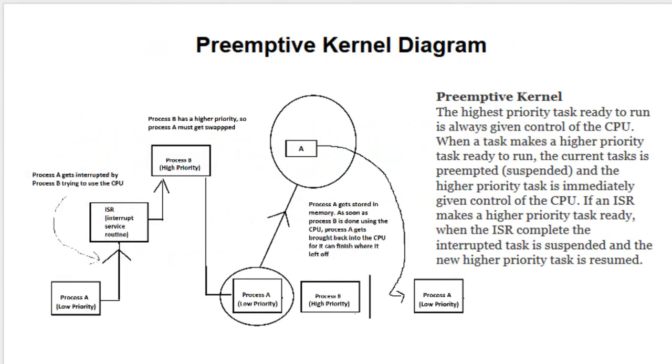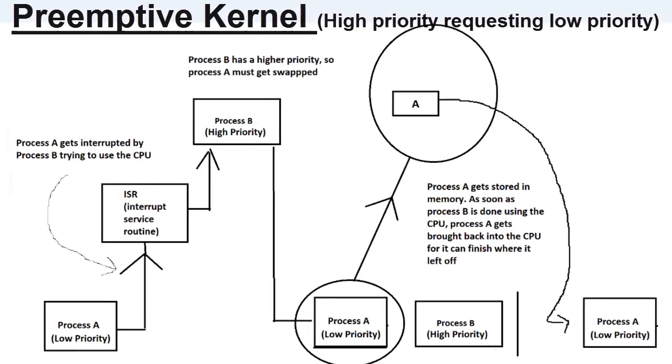The highest priority task ready to run is always given control of the CPU. When a task makes a higher priority task ready to run, the current task is preempted, suspended, and the higher priority task is immediately given control of the CPU. If an ISR makes a higher priority task ready, when the ISR completes, the interrupted task is suspended and the new higher priority task is resumed. So let's take a look at this diagram right here.